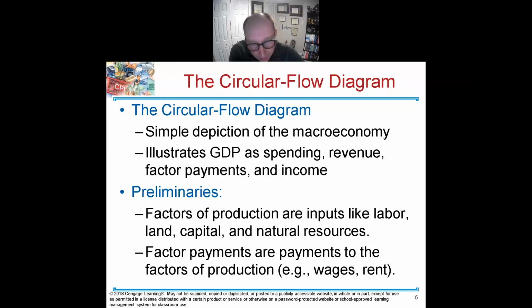To determine this diagram, we look at production factors of labor, which is the workforce, right? The people going to work, that's the labor. Land, lands that the companies own. Capital's money. And natural resources. These are the factors we look at for production.